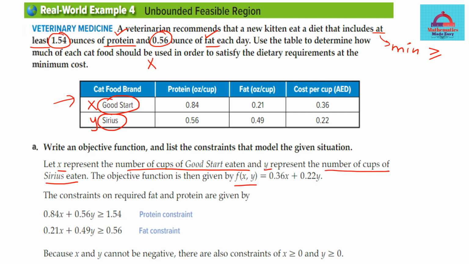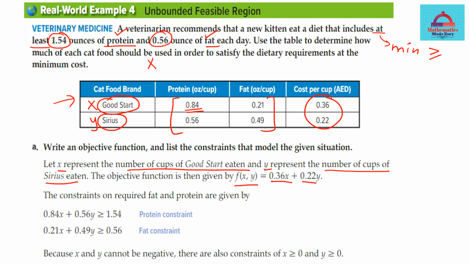So the objective function would be defined using the table. So we take these values 0.36 and 0.22. So 0.36x of Good Start means we multiply and then we add it to 0.22y of Cyrus. So this is the total objective function. We need to use this objective function, and now we define the conditions. For the conditions, I will use these values.